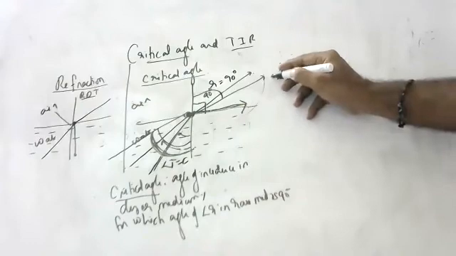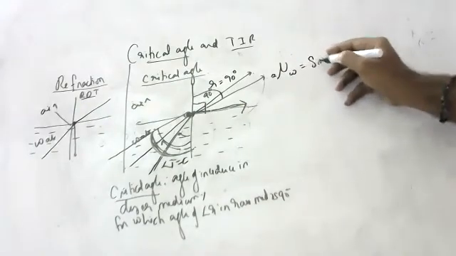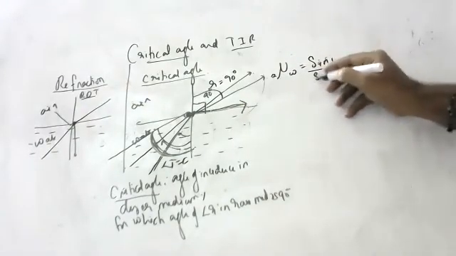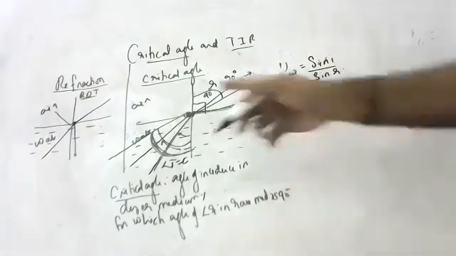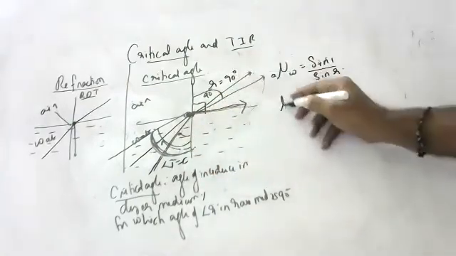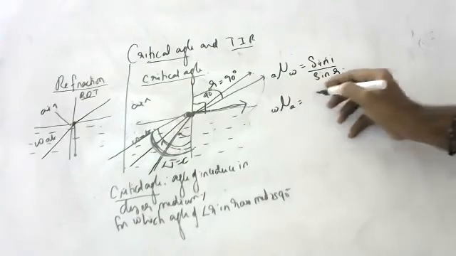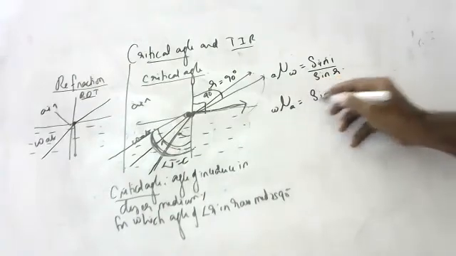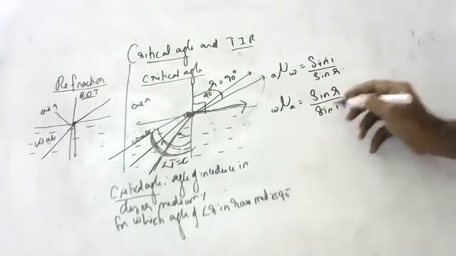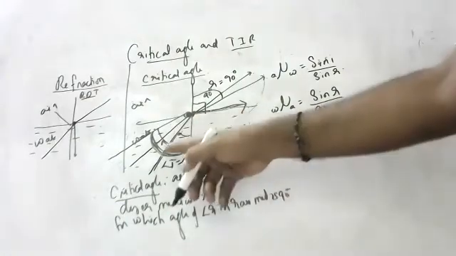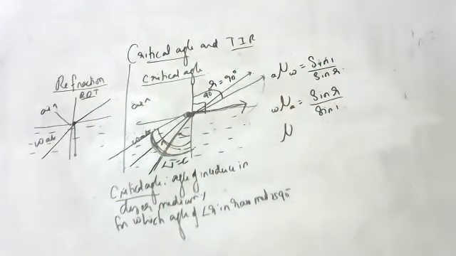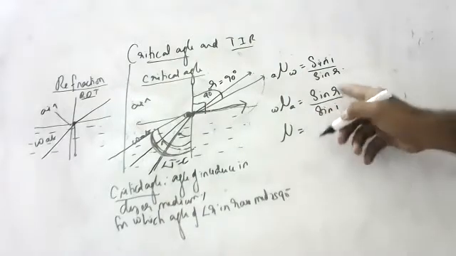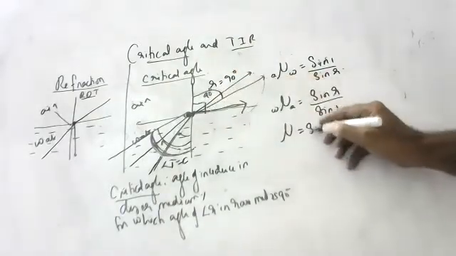See, children, if it is coming from air to water, it is sine i by sine r. But the light ray is coming from water to air, then it is sine r by sine i. So when light is entering from water to air, sine r is how much, children? 90 degrees, meaning sine 90.